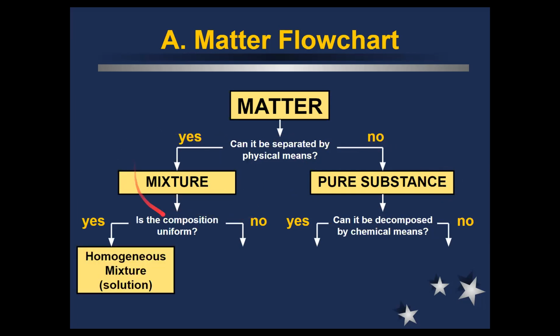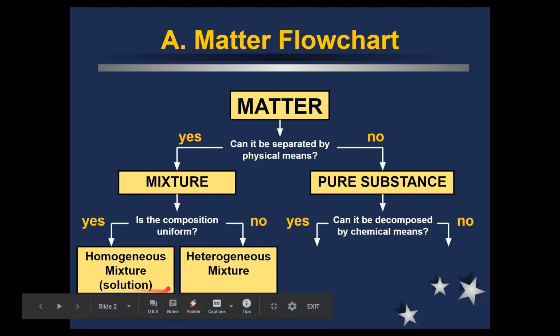So if we go back to our mixtures, we have two different types of mixtures that we're going to focus on. One where all of the little particles are completely and totally evenly spread out throughout the mixture, and that's called a homogeneous mixture, and we'll get to that in a little bit. If it's not all evenly spread out, if we have big chunks and pieces distributed in our matter, then it's called a heterogeneous mixture.